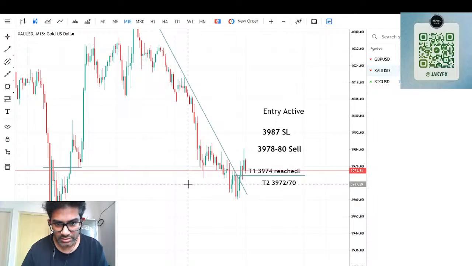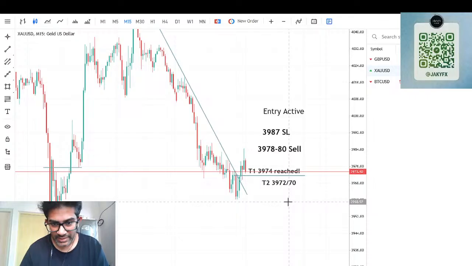Only those who are risk traders and who have already booked partial profits can hold on for the second target at around 3972. Otherwise, we've already reached the first target and we've completed the trade. This is the second trade that we reached the targets in this particular live stream session in the last 1 hour.